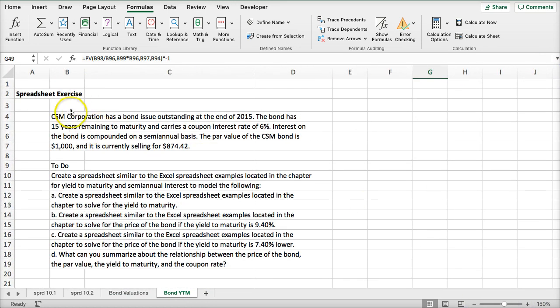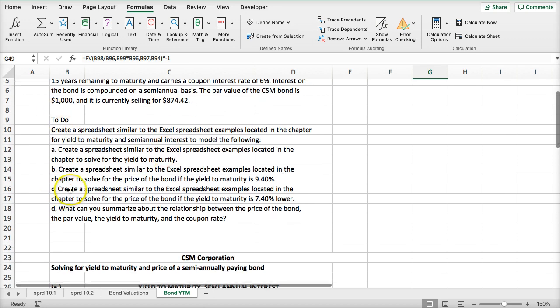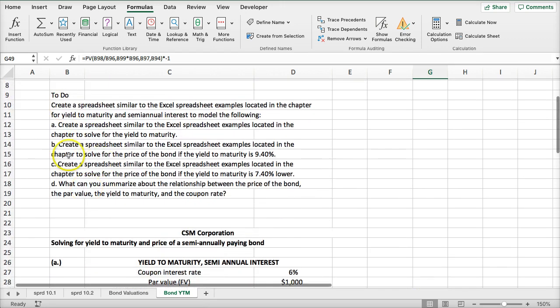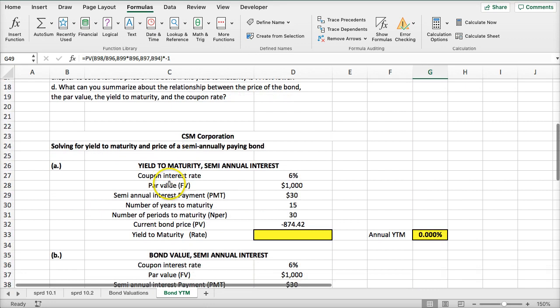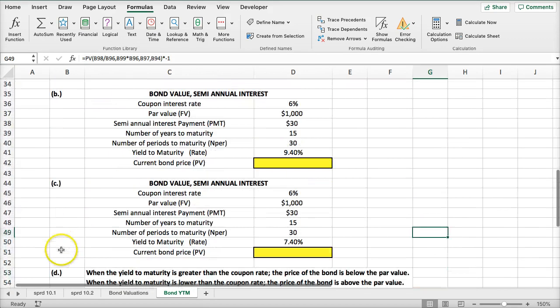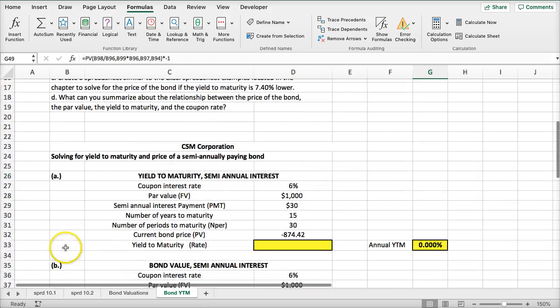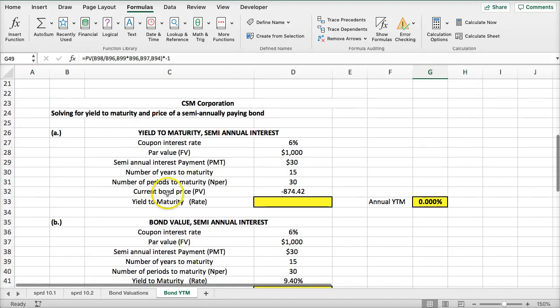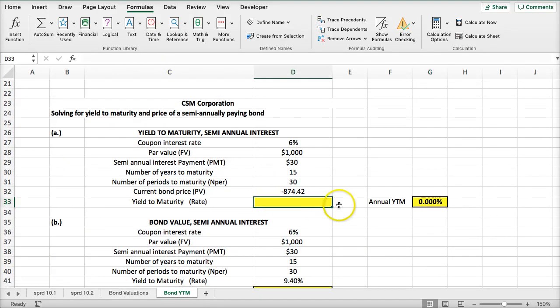It's just going to talk about a corporation that has a bond issued in 2015 at a 6% rate. So this would be the to-do list. I've already taken the information in the problem and separated it into the to-do list. I've written out the different parts A through D. And we want to calculate the yield to maturity. I already have a formula here for the annual yield. This is multiplied by 2. So the yield to maturity rate.